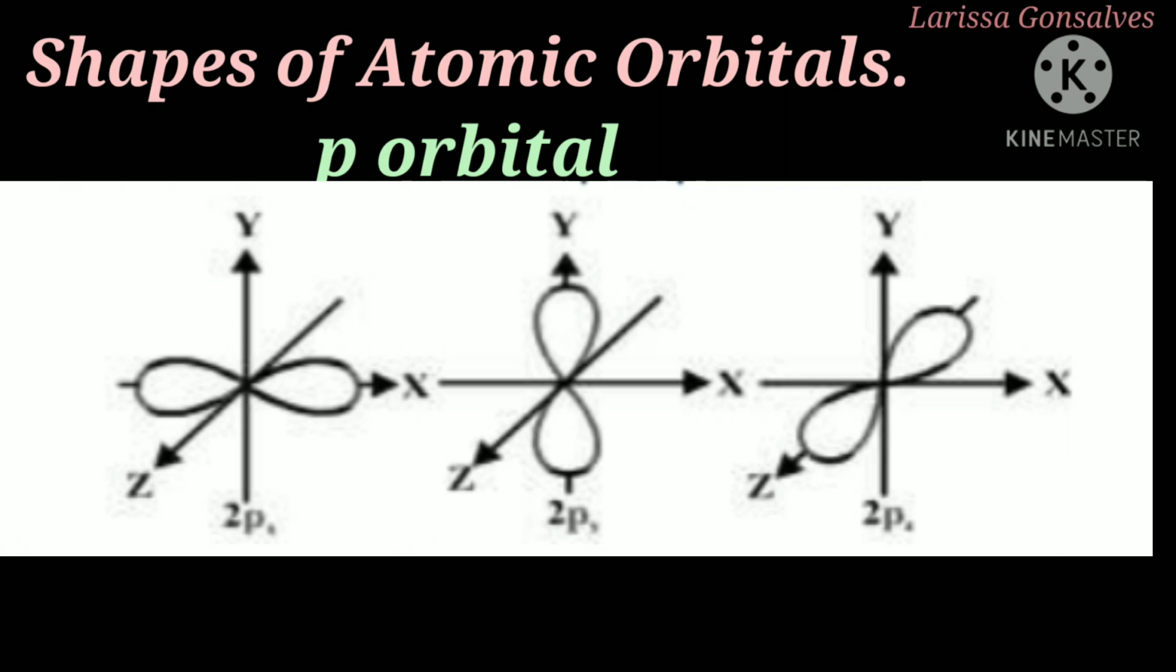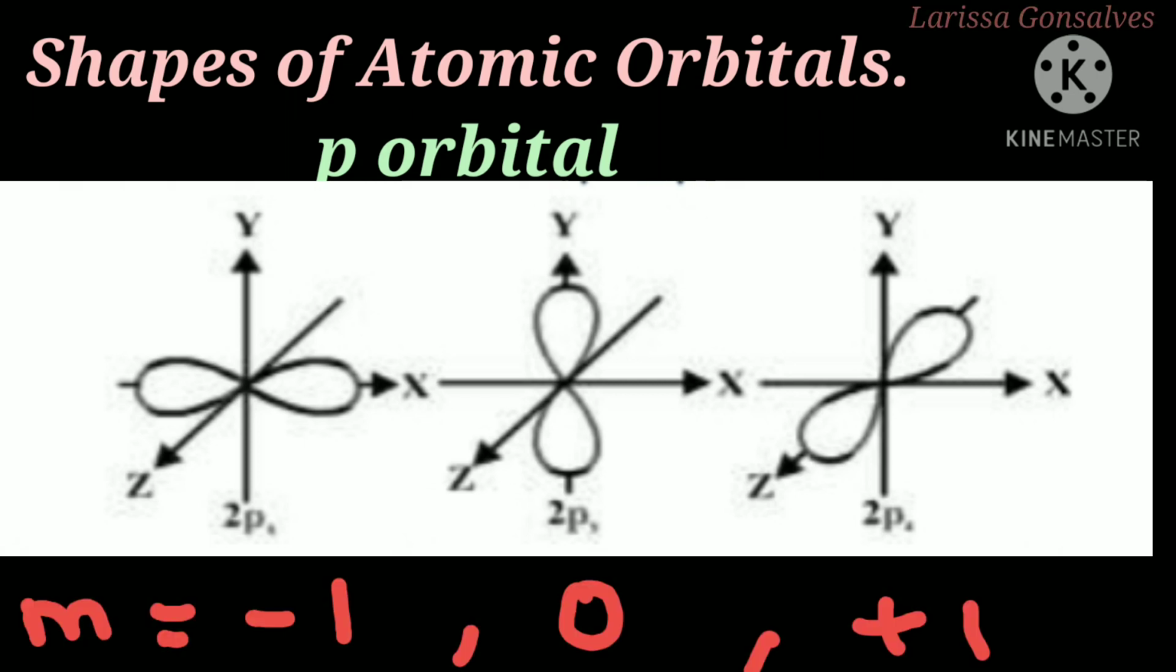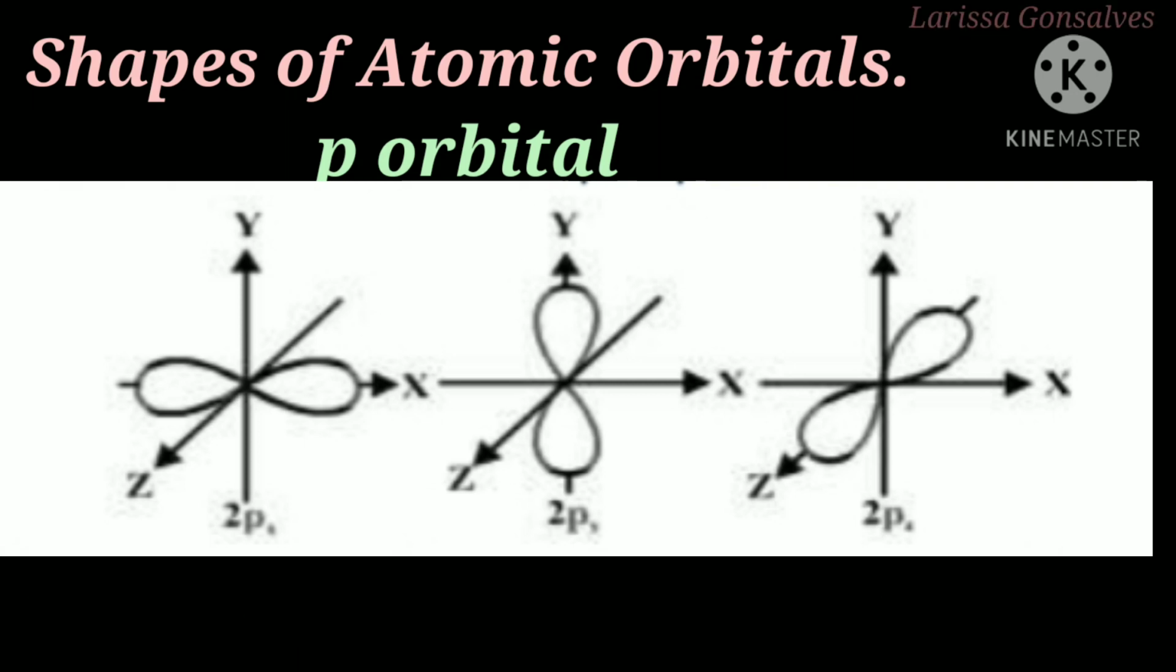The p orbitals which are present in the p sublevel have the same shape, size and energy. However, they have different orientations because the value of m differs for different p orbitals, that is -1, 0 and +1. Also, these p orbitals are perpendicular to each other at an angle of 90 degrees.